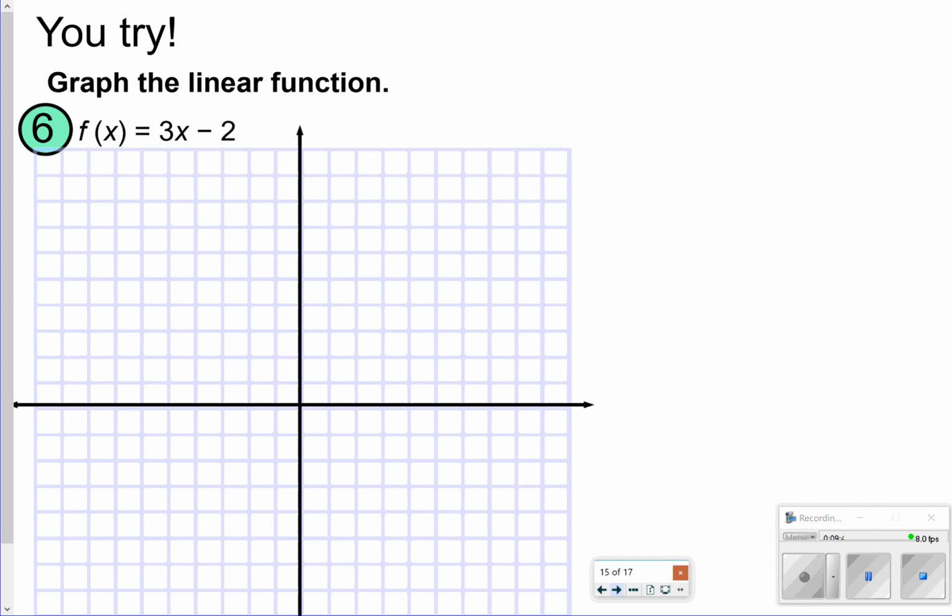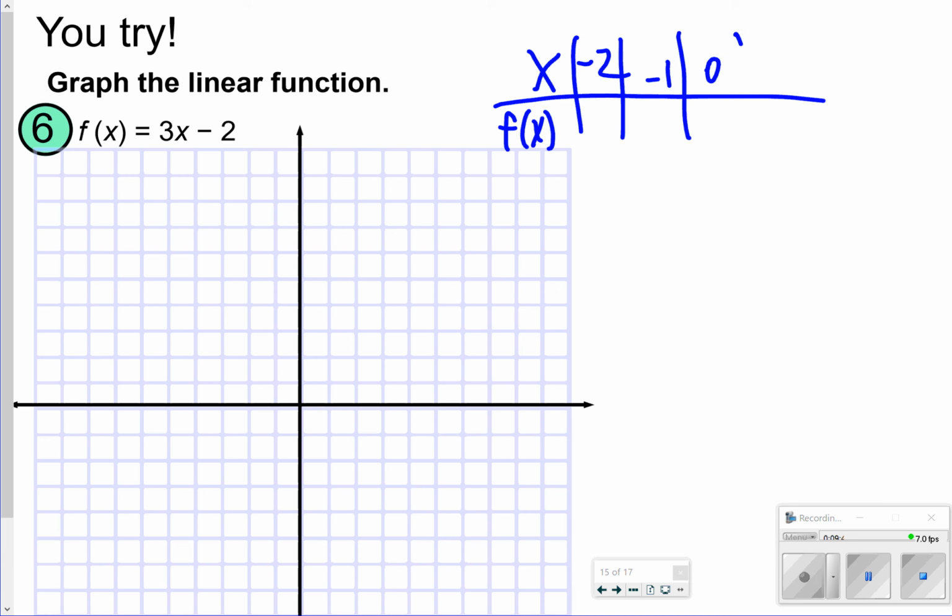Here it is. Again, I would make your input-output table. Have -2, -1, 0, 1, and 2, just to give you some positives and some negatives. So pausing here to try it by yourself. Once you're done, click play.